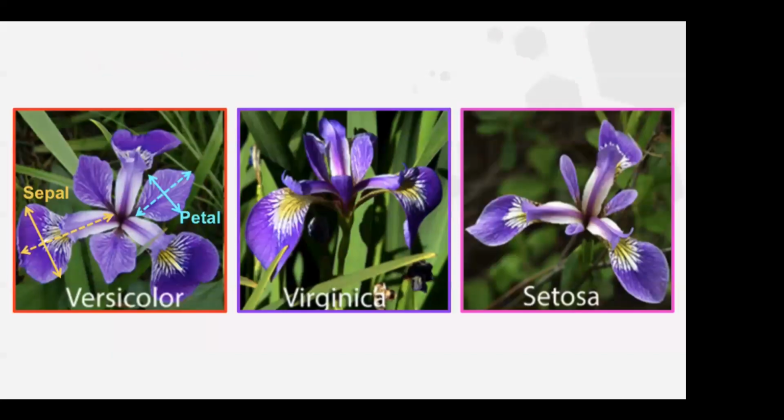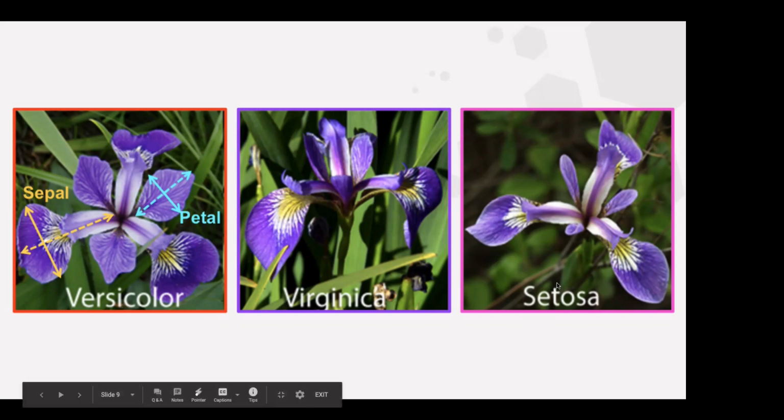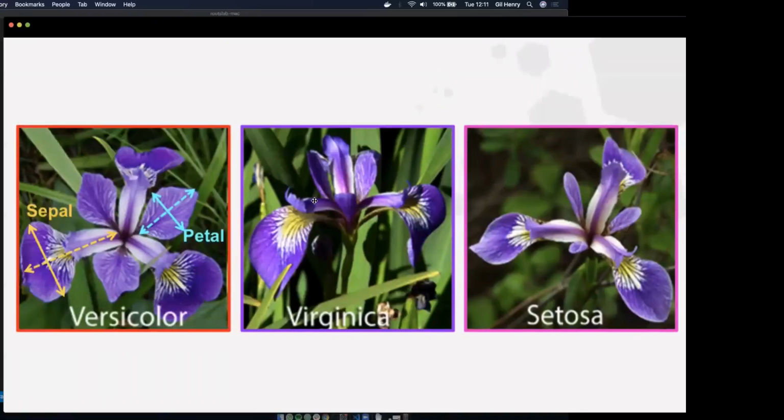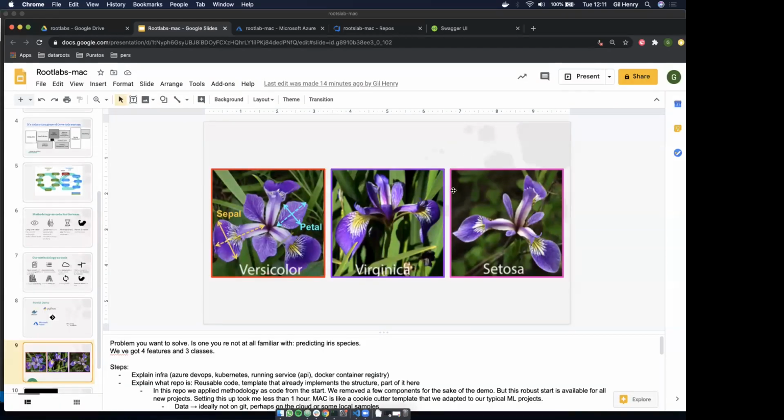So what will we be doing? It's probably a problem you never encountered. It's predicting iris species. So we have 3 different species that are here. And in our data sets, we'll have 4 different features. So the sepal length and width and the petal length and width. So this is the goal of the project. So now I'll take you to some concrete things.